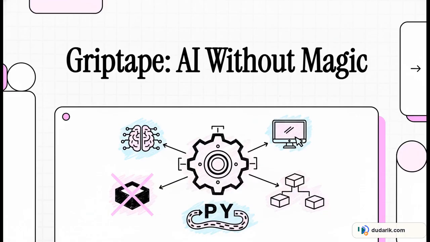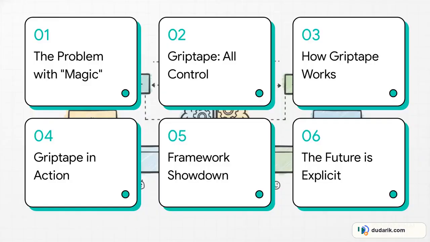And in this explainer, we're going to dive deep into how this Python framework is designed to put you back in the driver's seat. All right, here's the game plan. First, we'll tackle what I mean by the problem with magic. Then, we'll see how Griptape flips the script and gives you control. We'll break down exactly how it works under the hood and even see it in action with a slick Claude example. After that, we'll throw it in the ring with some of the other big names out there and finish up by asking, is this explicit approach the future?